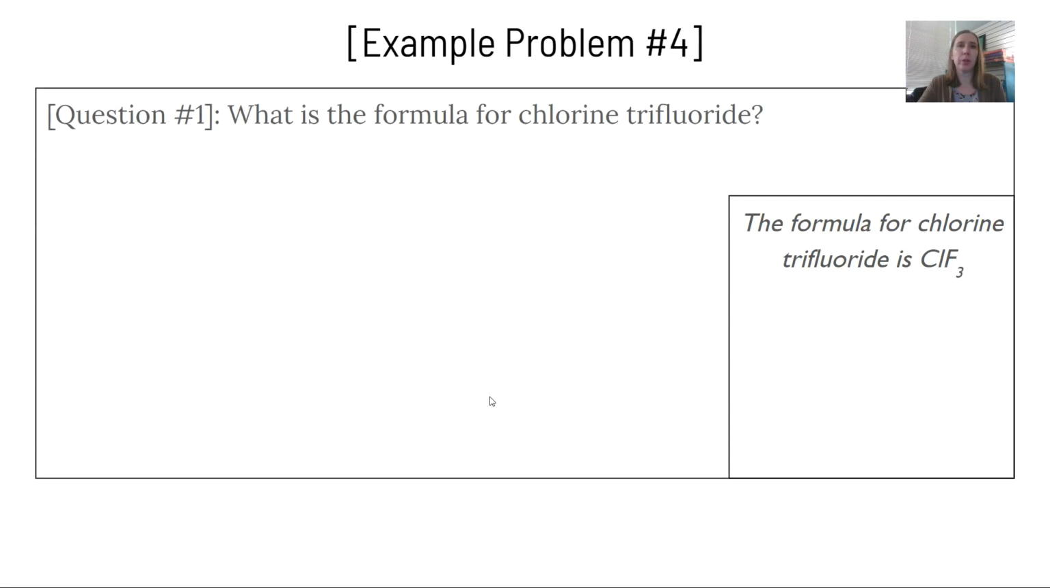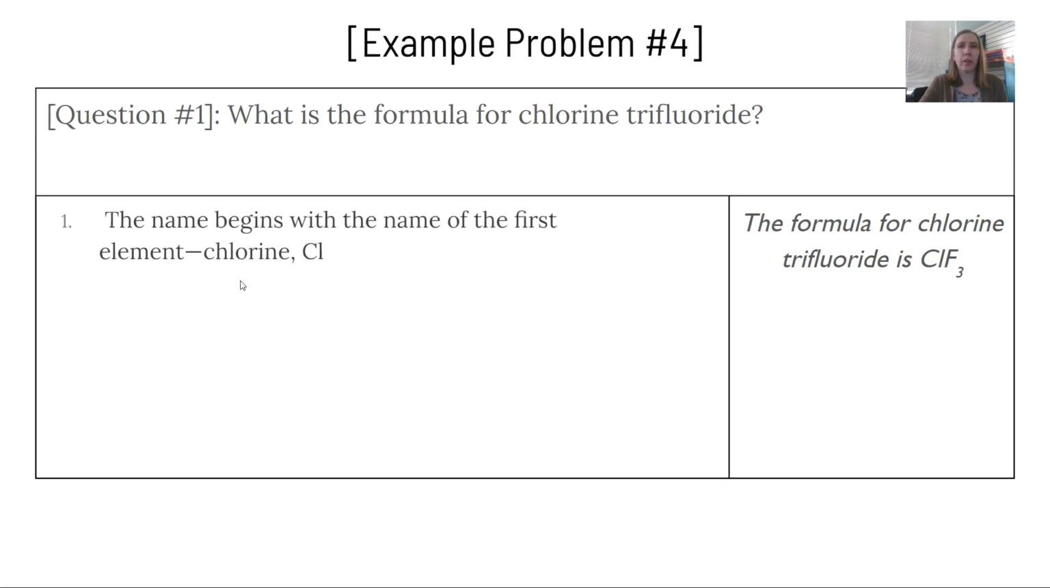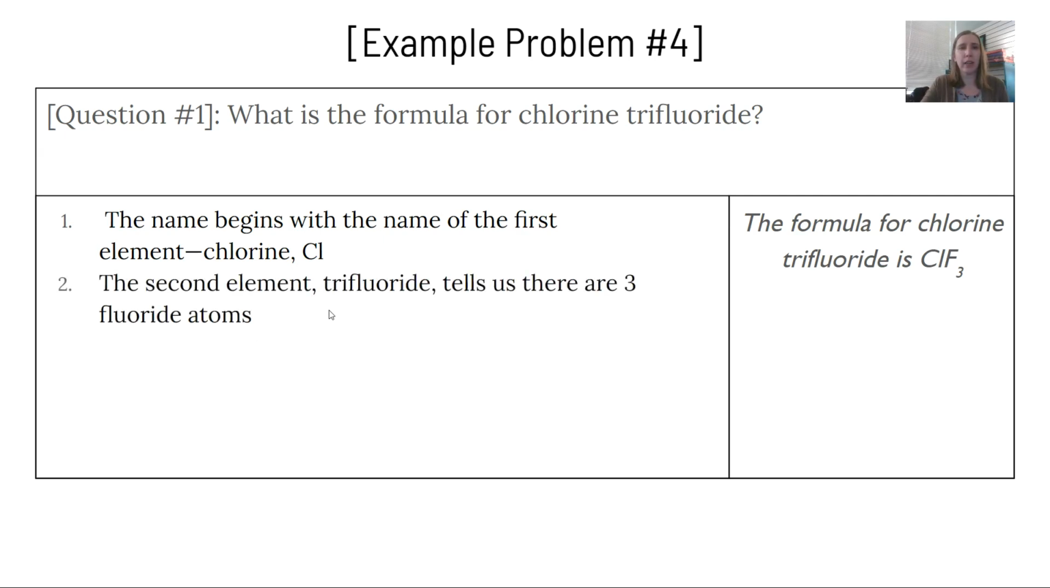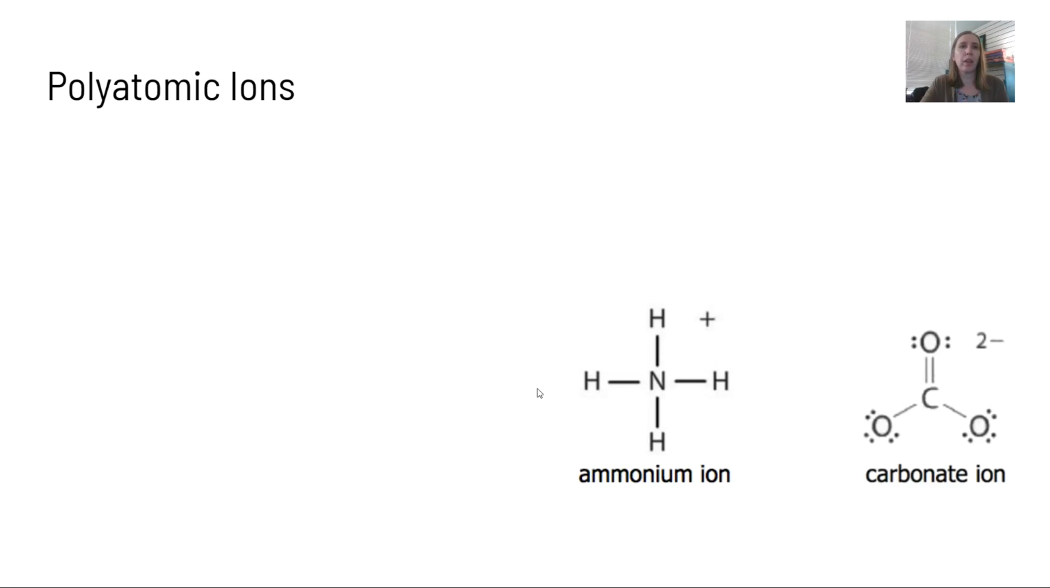Okay, so example problem number 4, which you should have worked out on your own. What's the formula for chlorine trifluoride? The formula for chlorine trifluoride is ClF3. The name begins with the name of the first element, chlorine, so Cl. The second element, trifluoride, tells us there are 3 fluoride atoms. Putting these pieces together gives us the formula ClF3.